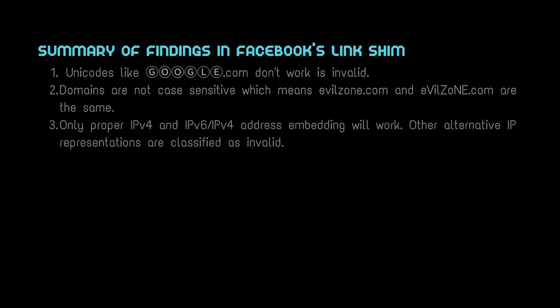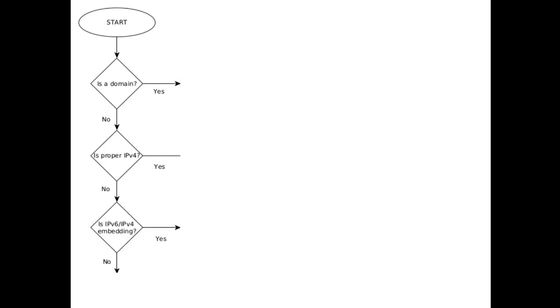Now that we have the notes on how we want our library to function, let's make a flowchart for this. So this is the final flowchart. Here's the start. At first, we will check if it is a domain. Then the next thing that we need to check is if the address is a proper IPv4. If it is not a proper IPv4, we will check if it is an IPv6/IPv4 embedding. Otherwise, we will display that it is an invalid domain.